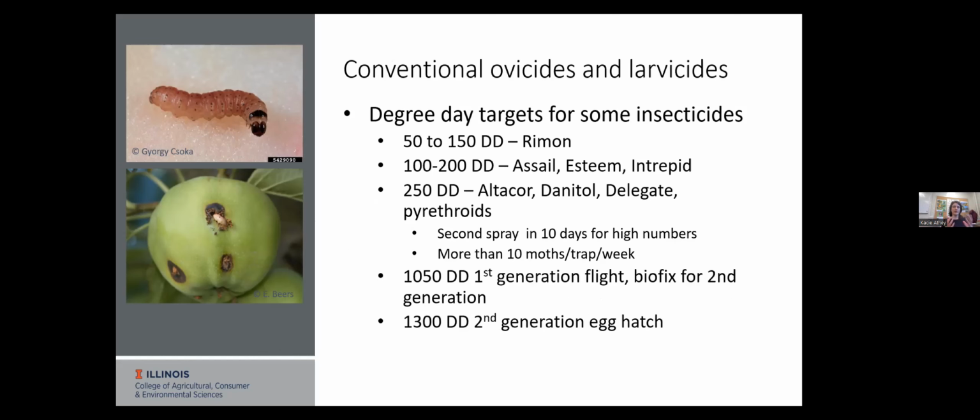Now, throughout all of this, here's just a list of several different insecticides that are available. And again, these DDs, these degree days here, the lower numbers are just earlier in the year. As the numbers get higher, that's later in the season that you can spray. And these are all a bunch of conventional pesticides that are labeled. And again, you can look at the Midwest spray guide and get some ideas from there.